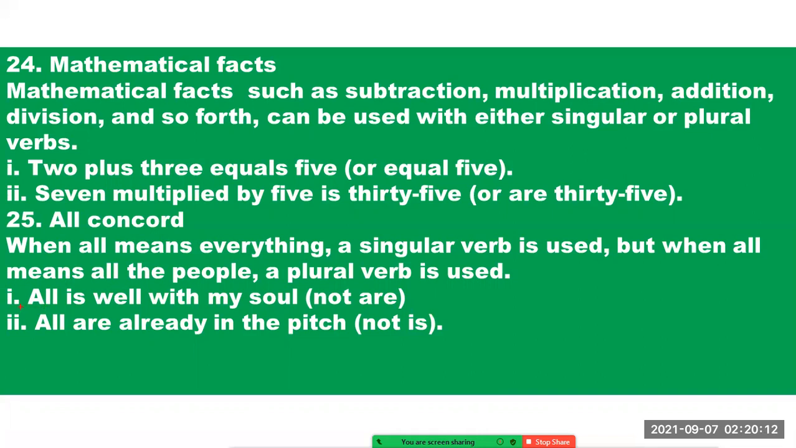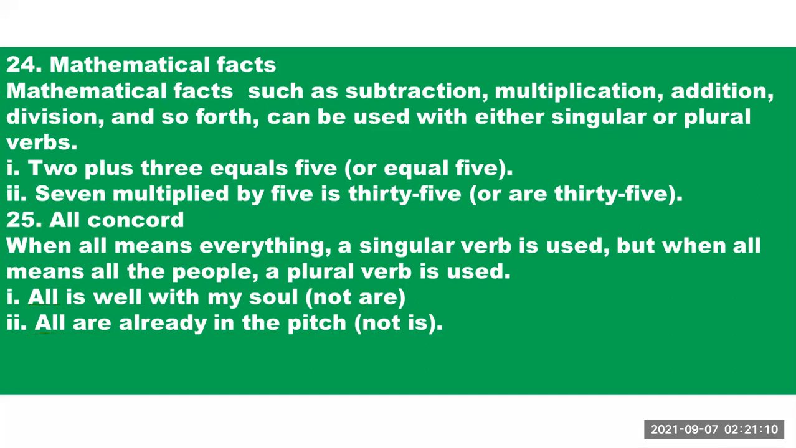Now, sentence one, all is well with my soul, because here all means everything. Everything is well. And you know, everything is an indefinite pronoun, which of course must take a singular verb. Then, example, all are already in the pitch. Here you are referring to all the persons, many persons, all the people are already in the pitch. So you can't use a singular because semantically this is plural. So all can be singular or plural depending on the meaning conveyed. And the meaning conveyed determines the appropriate verb to be used.